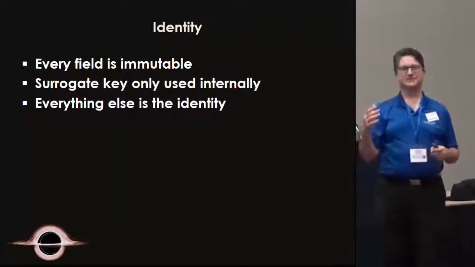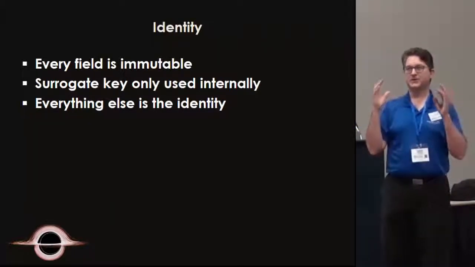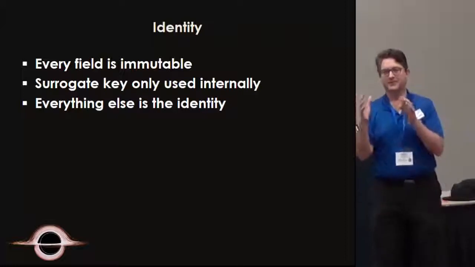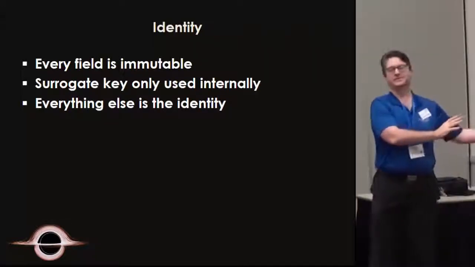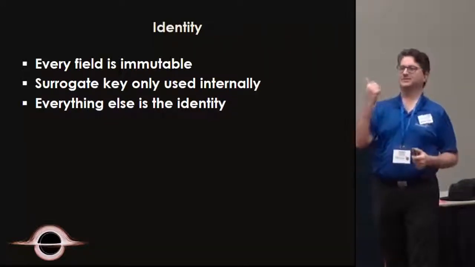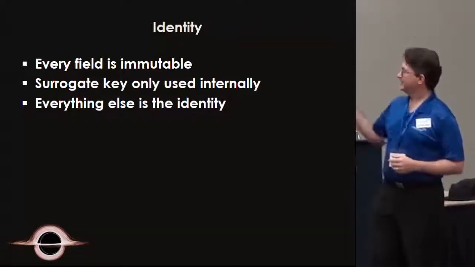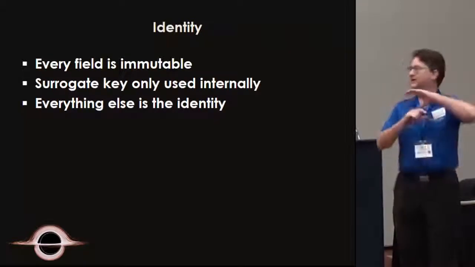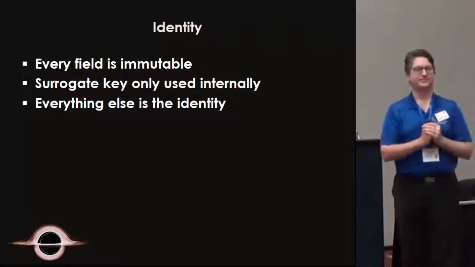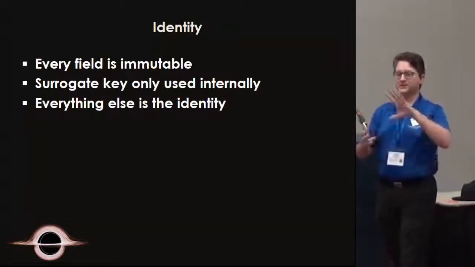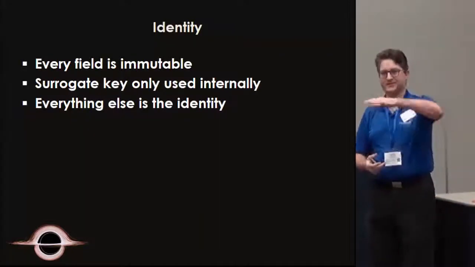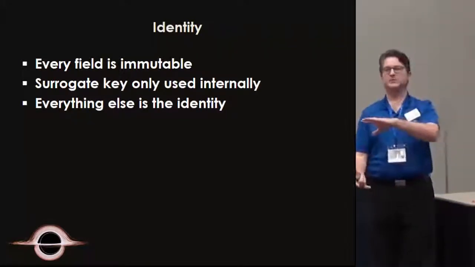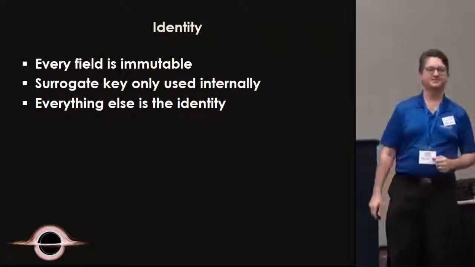But just imagine, what if I wanted to have this system running on a different database? What does that imply? Everything else in your record, all the other immutable fields of the record, are the identity. So all you have inside of your record is the surrogate key and immutable fields. Those immutable fields are the identity.